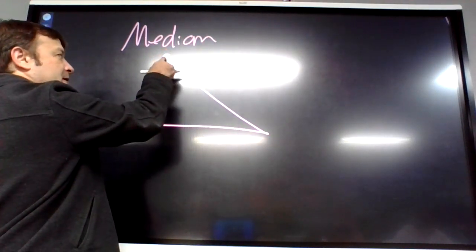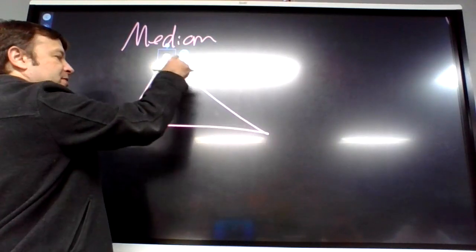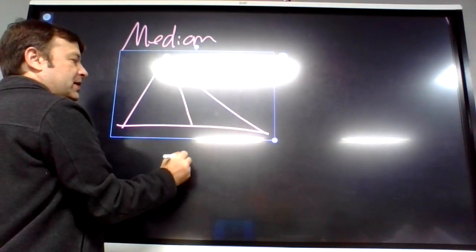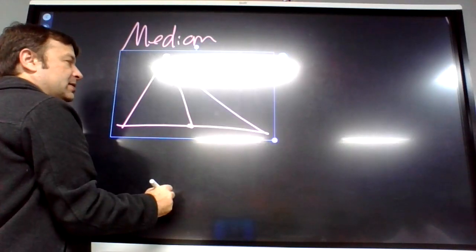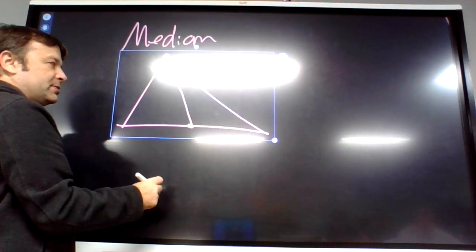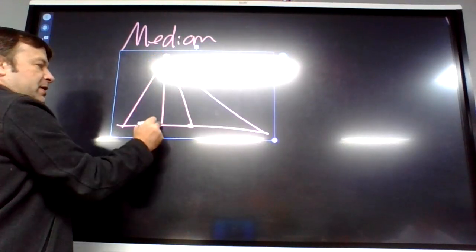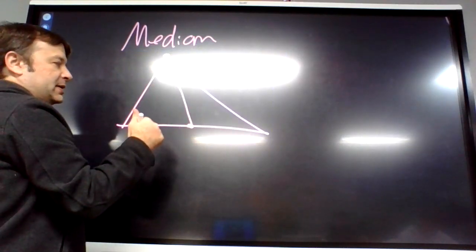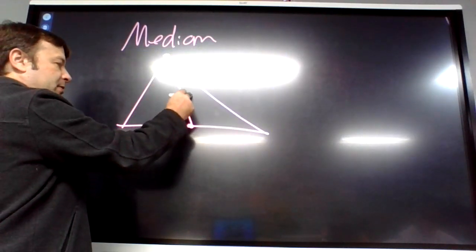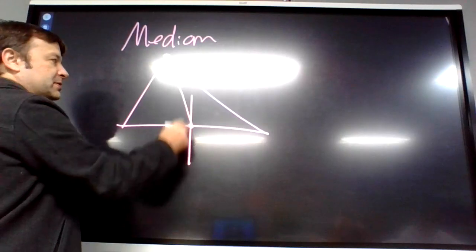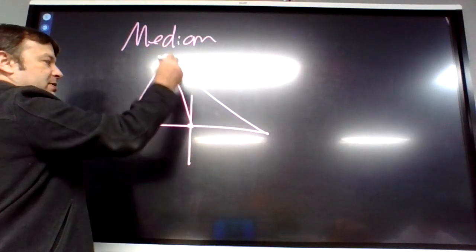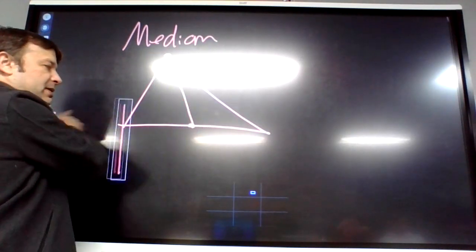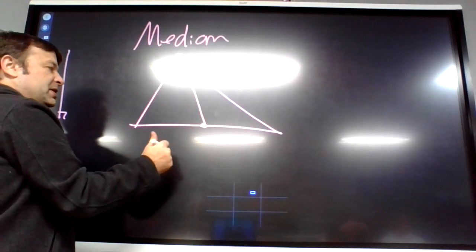Okay, so a median goes from a vertex to the middle of the opposite side. So it's kind of like that. Is that an altitude? No, altitudes look more like this, going straight down. Is it a perpendicular bisector? No, because perpendicular bisectors don't usually touch the vertex at all, and they're also perpendicular. Anyways, medians go to the middle.